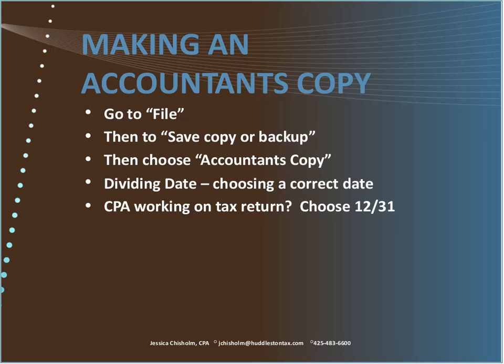So to make an accountant's copy, you go up under File, then to Save Copy or Backup, just like you're making a full backup copy, and you choose Accountant's Copy. Once you choose Accountant's Copy, it's going to ask you for a dividing date, and you need to make sure you choose the correct dividing date.